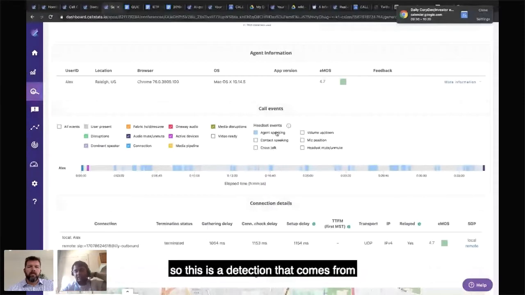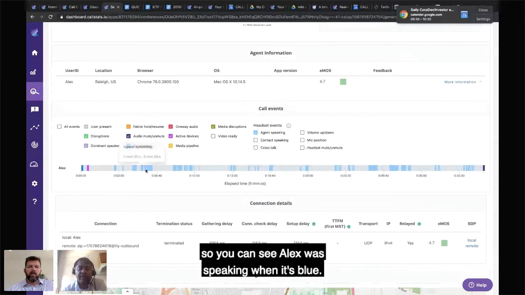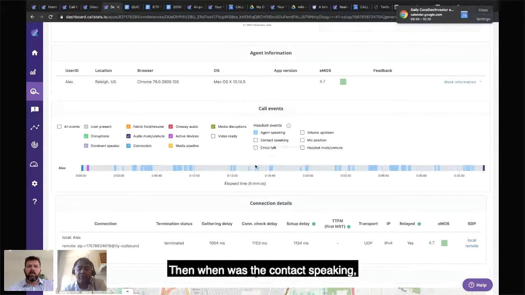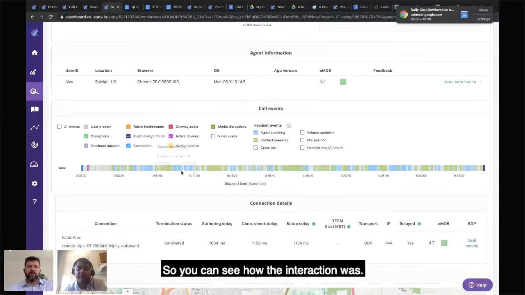This is a detection that comes from some of the audio analysis features that we're building into Callstats, especially for the call center. So you can see Alex was speaking with this blue, and then when was the contact speaking, right? So you can see when the other party was speaking. Now you have both pieces, so you can see how the interaction was.